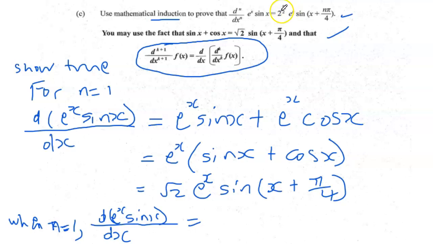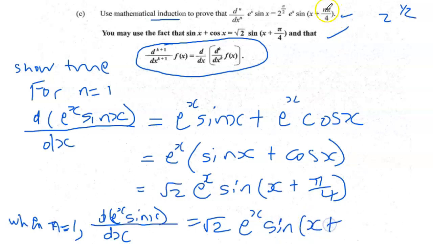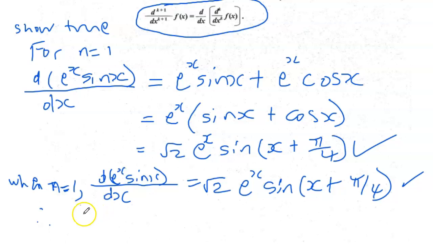If n is 1, this will be 2 to the power 1 over 2. Now 2 to the 1 over 2 is the same as root 2. So this will be root 2 e to the x sine x plus, if n is 1, then n pi will be 1 pi, so pi over 4. Notice we get the same thing as when we took the first derivative. Both are the same. So therefore, true when n is 1. So the formula works when n is 1.